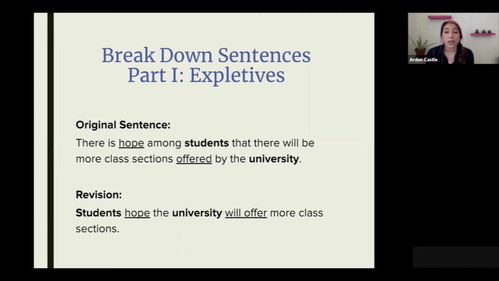Sentences that begin with there is or there are called expletive sentences. An expletive is a word or phrase without any real meaning. Because there comes before the verb is, it appears to be the subject in the original sentence. In the original sentence, there is a dummy subject in the expletive sentence.